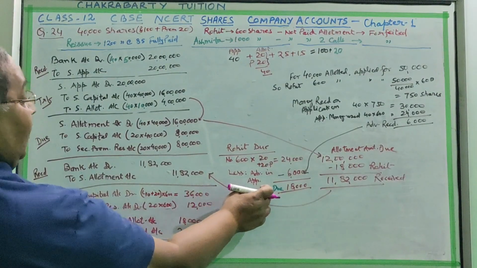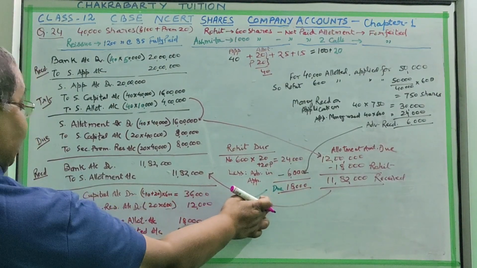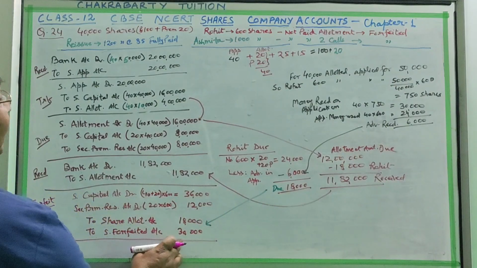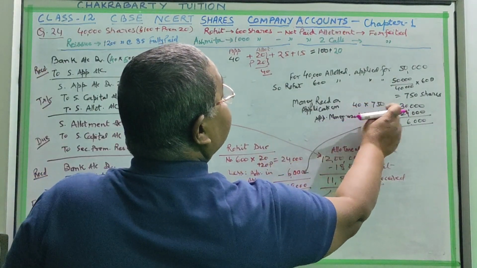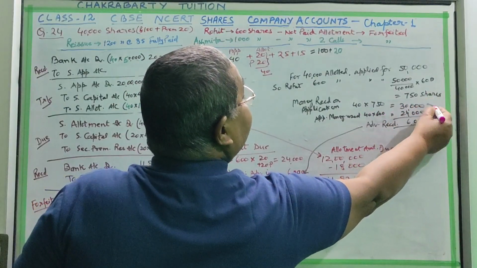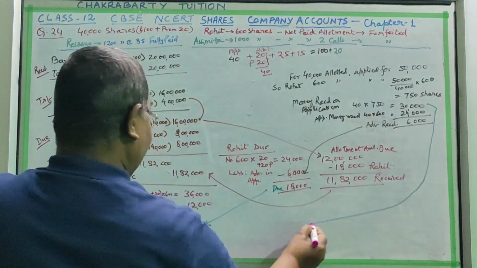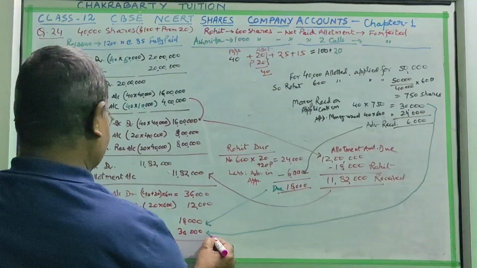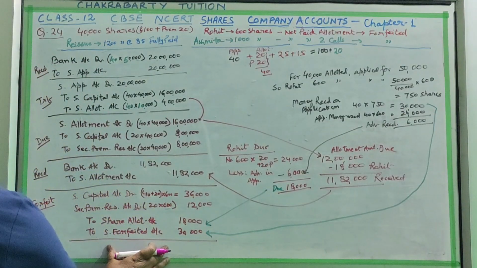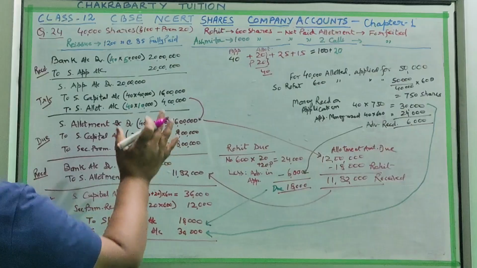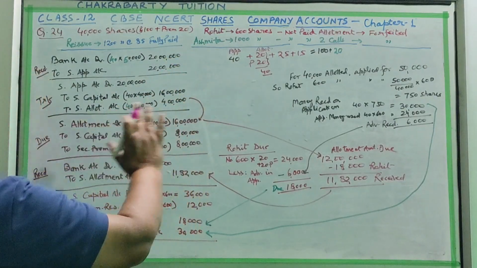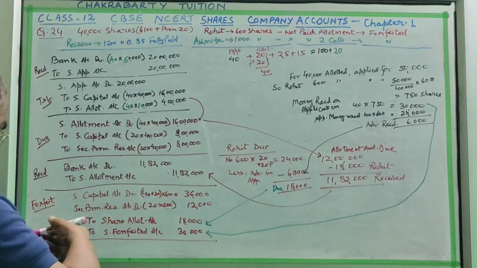Share allotment account, calls in arrear amount 18,000 we have calculated, and the actual cash received from him, 40 into 750, means 30,000, is actual cash received. So this actual cash received will be transferred to share forfeited account. In this way, Rohit's shares were forfeited. Now we will go further.